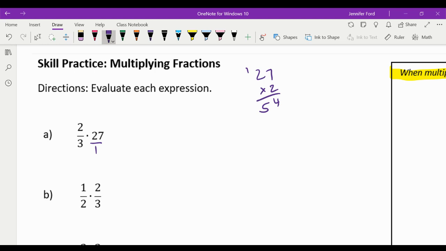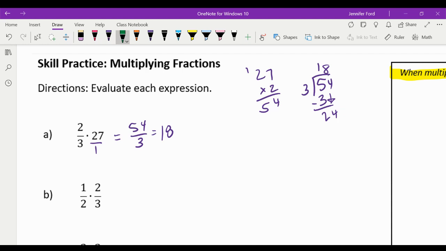So you could do this. You could say that this is 54 thirds. And then we have to divide that. So 54 divided by 3. 3 goes into 5 once. 1 times 3 is 3. Subtract to get 2. Bring down the 4. 18. So that's 18. That's one way to do it.